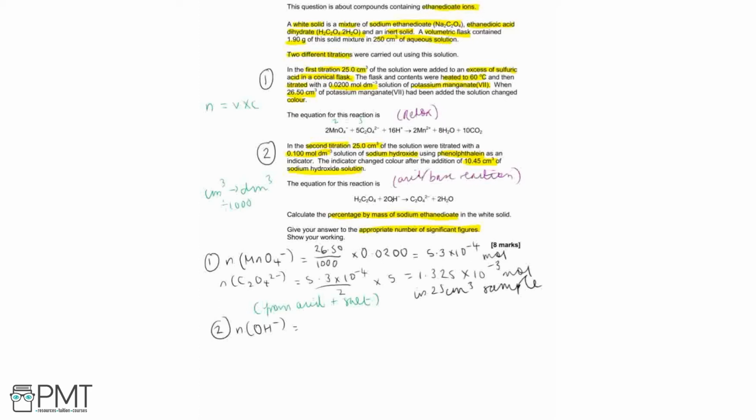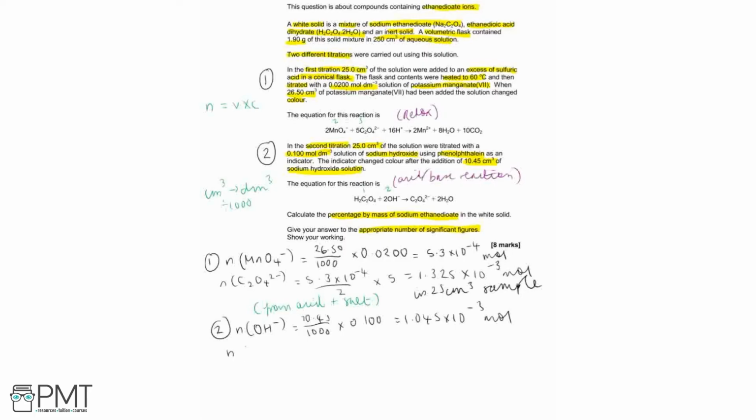Our working out for this one is going to be 10.45 divided by 1,000 multiplied by that concentration, which is 0.1. And this gives a value of 1.045 times 10 to the minus 3 moles. Again, let's look at the mole ratio now in our equation to work out what our moles of our ethanedioic acid will be. So we can see that we've got a 1 to 2 molar ratio. So therefore, to work out the moles of our ethanedioic acid, we've got to divide our answer by 2.